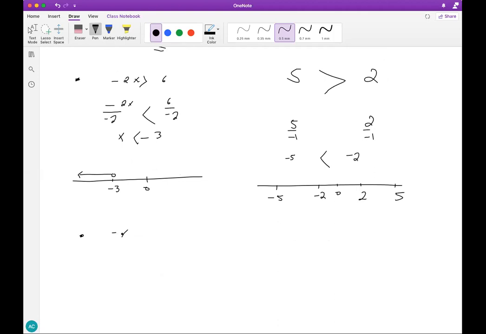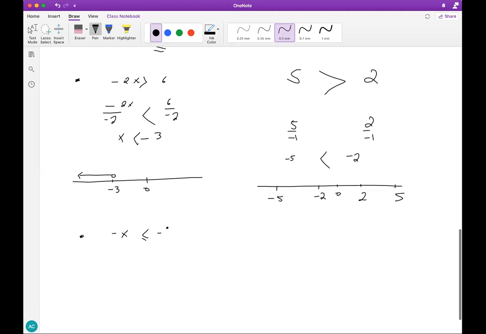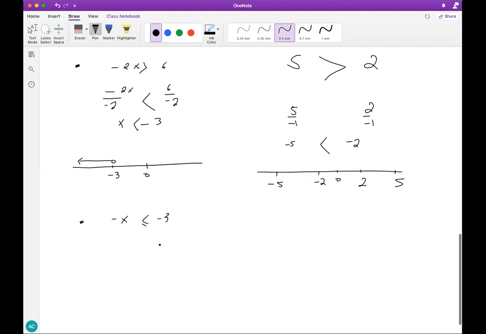There's another case. -x less than or equal to -3. Is this going to be on the midterm? Yes, this is the last topic. Okay. So -x less than or equal to -3.